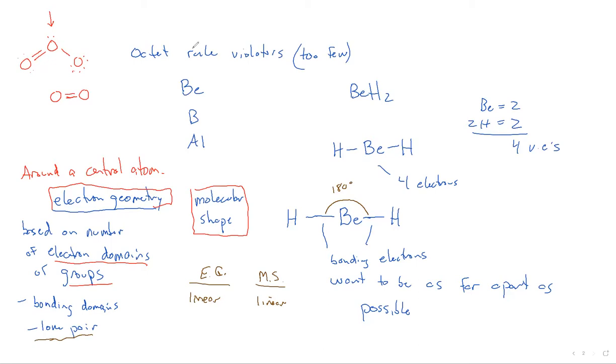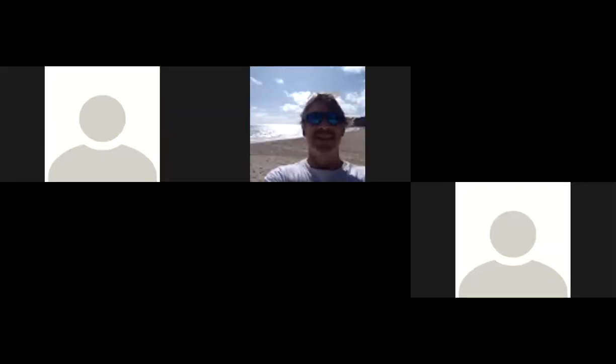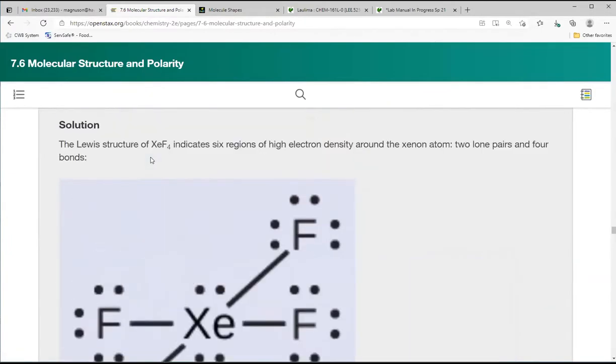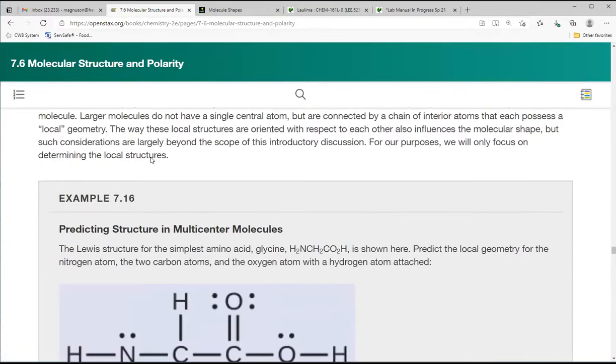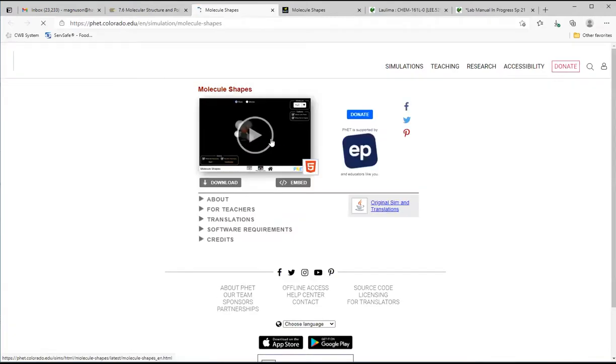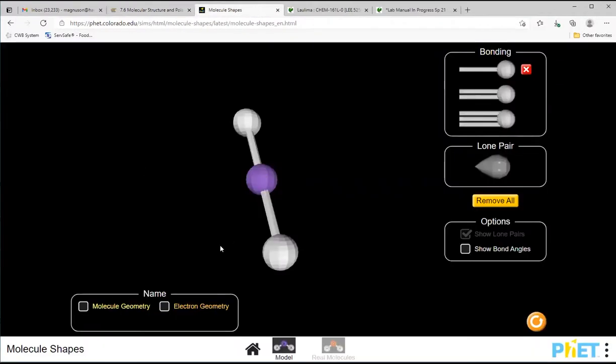If we look at our book, our book has a very nice model here. In the textbook, chapter 7 talks about this, and then you click on the molecular shape simulator. You just hit play, and it'll take you to this.